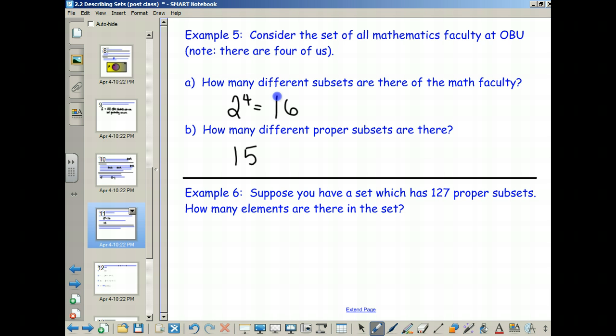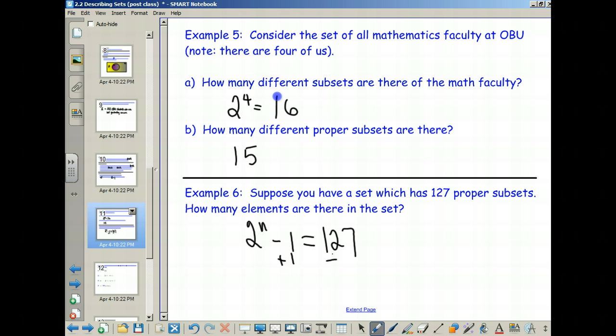Now, the next example actually asks the question in reverse. It tells you how many subsets there are of something, and it wants to know how many elements there are in the group. The easiest way to decide that is to set up an equation. This is talking about proper subsets, so what was the proper subset formula? 2 to the n minus 1, and that's going to equal 127, right? So think back to algebra equations. What would you do next?